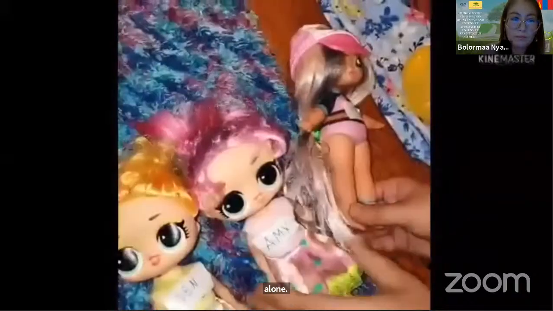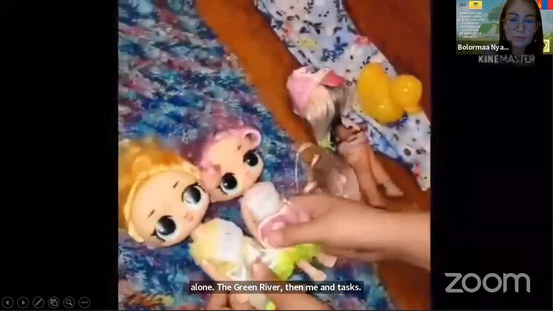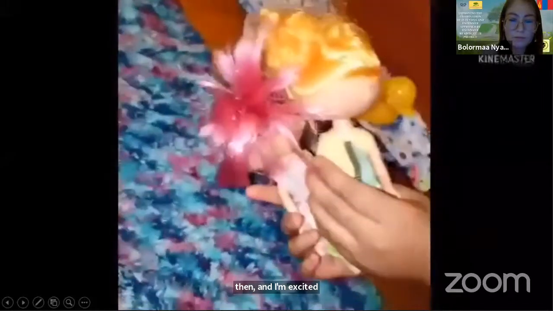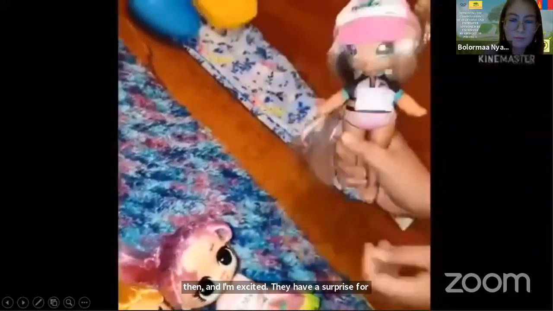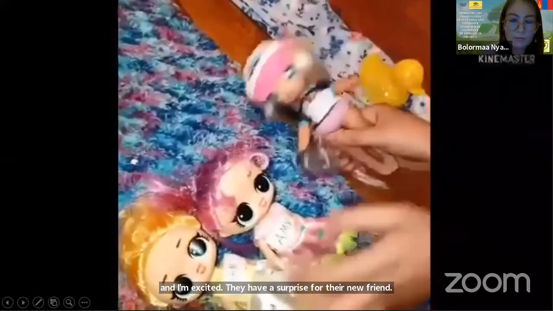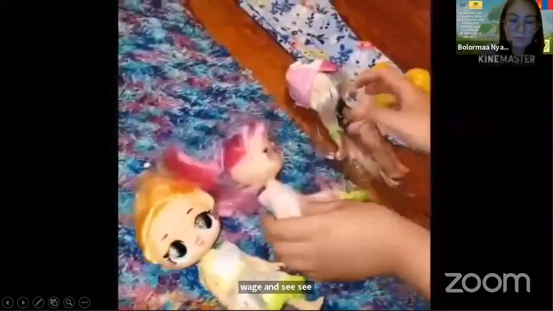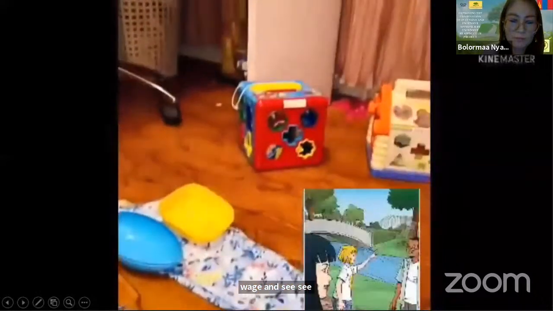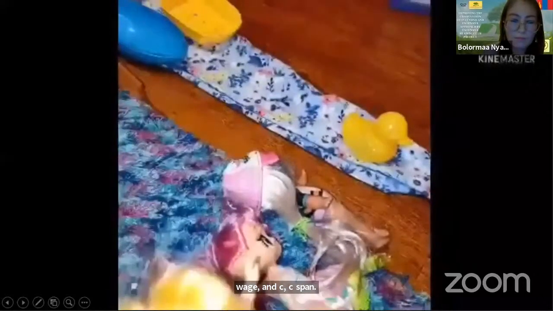Cat surprise. The friends walk along the green river. Ben, Amy, and the cat. Ben and Amy are excited. They have a surprise for their new friend Cat. Where are we going? asks Cat. Wait and see, says Ben. Oh, there's our school, says Cat. What's past?